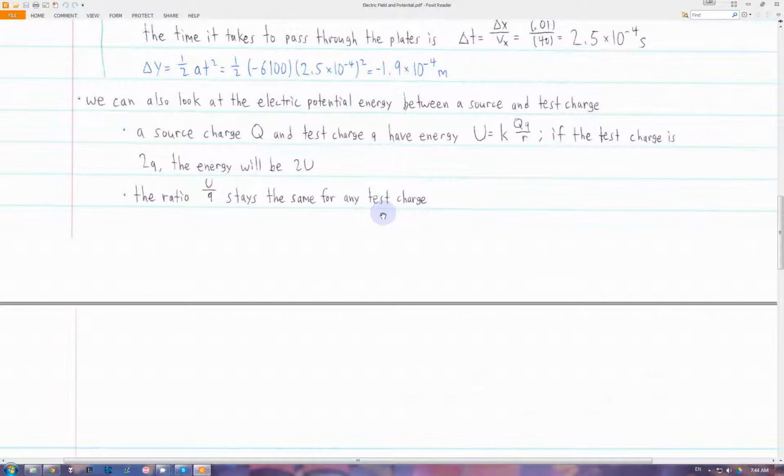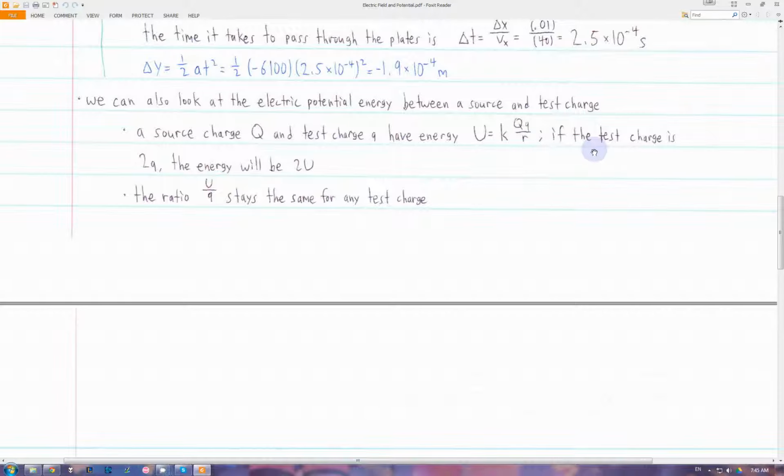So when looking at the electric field, we put positive test charges next to a source charge and then looked at how much force they experienced. So we can also look at how much electric potential energy the source charge and the test charge will have. If we put a test charge Q next to a source charge, then the system will have an electric potential energy given by this equation.